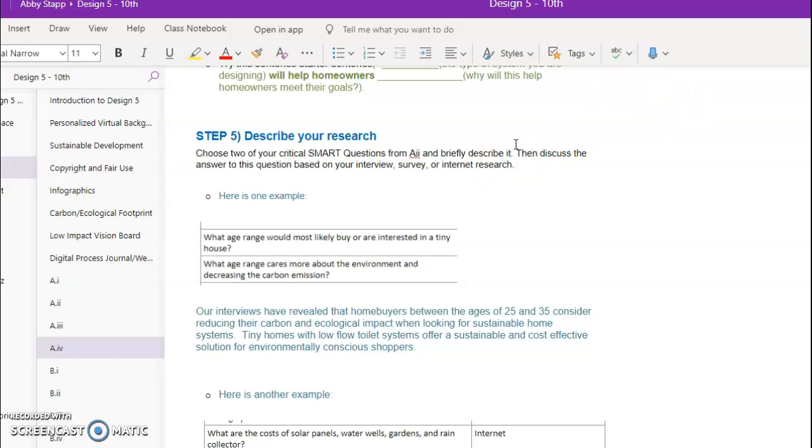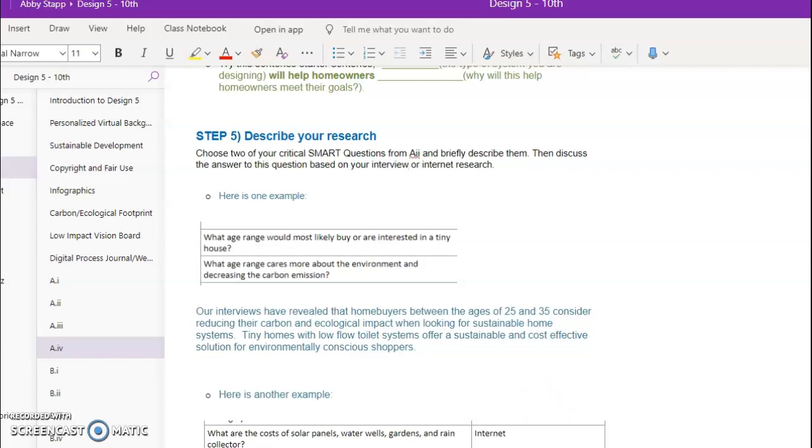It says it. Briefly describe them. There we go. Then discuss the answer to the question based on your interview, survey, or internet research. So you guys did not do a survey, so don't get confused by that. This should just be your internet or your interview research. Okay.